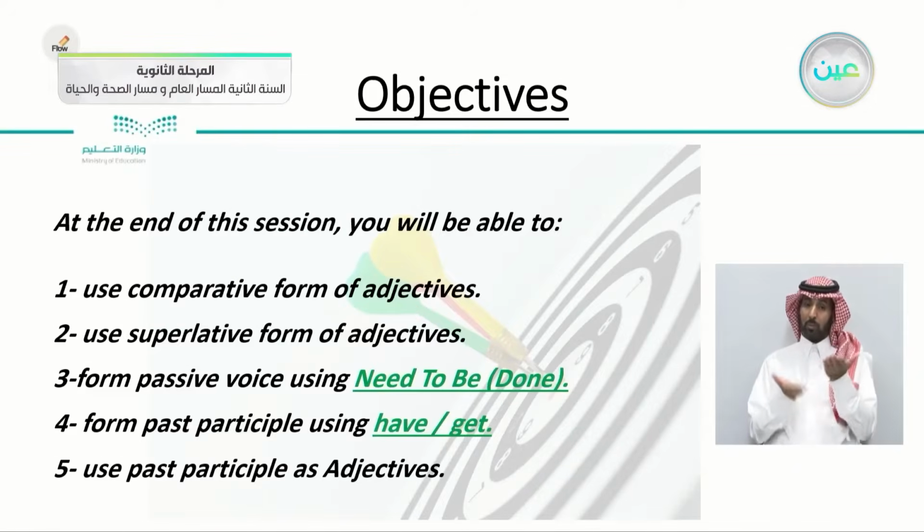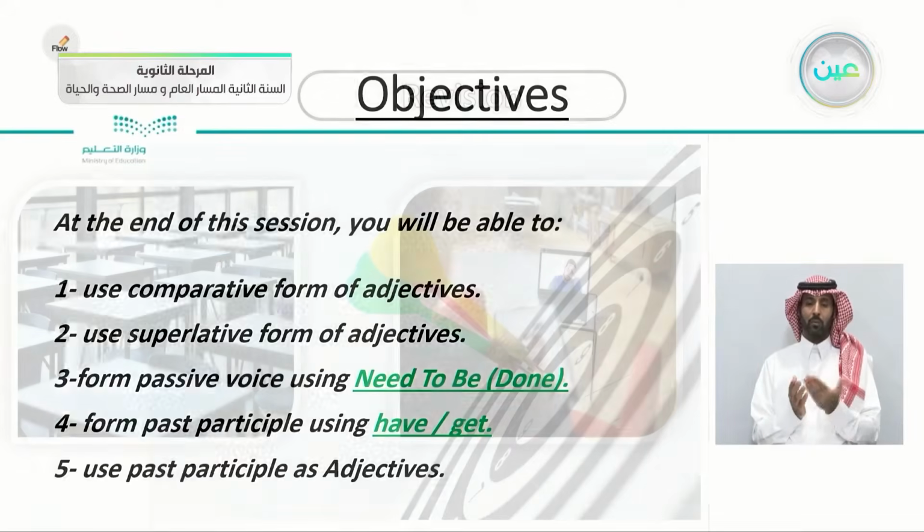form of adjectives, use superlative form of adjectives, form passive voice using need to be done, form past participle using have and get, use past participle as adjective. All of these objectives will be done by the end of this lesson.